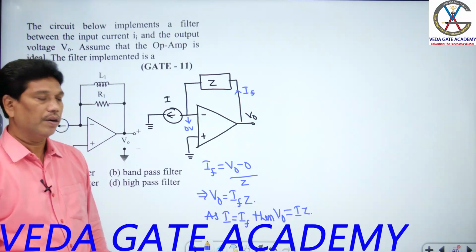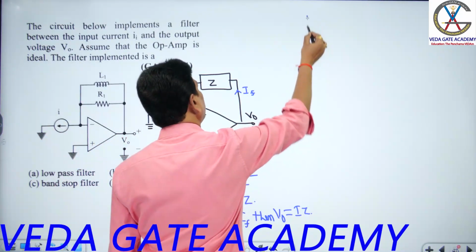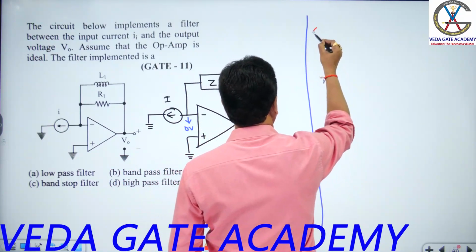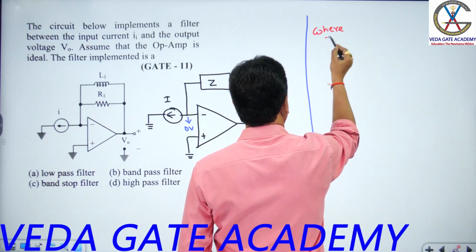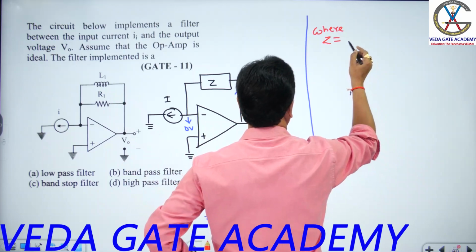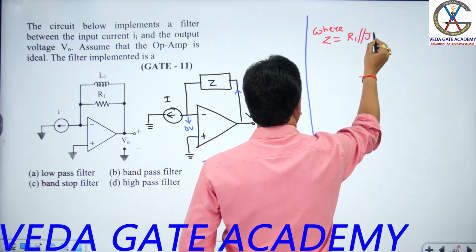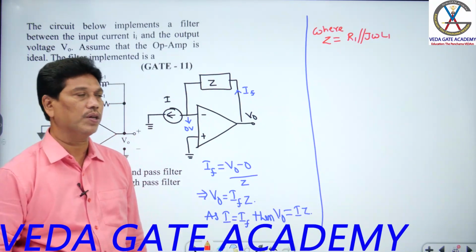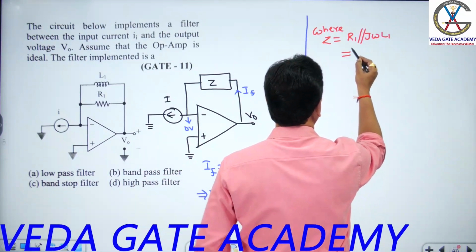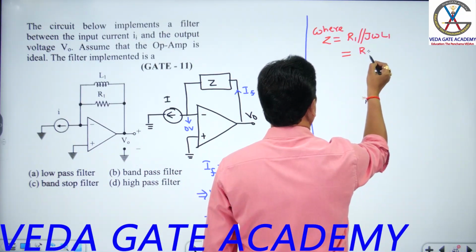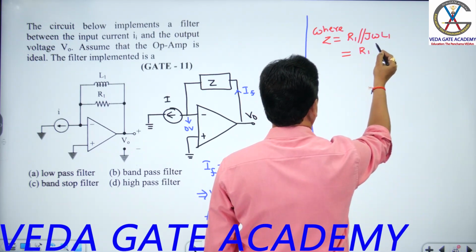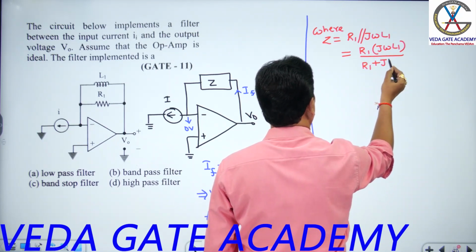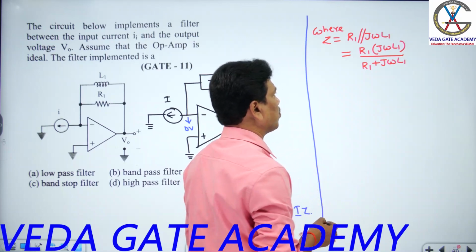V0 equals IZ. Now I need to calculate Z. Where Z is the parallel combination of R and L, sir. That is nothing but R1 parallel j omega L1. Got it now, students? If I write this as their product by their sum, R1 into j omega L1 divided by R1 plus j omega L1. Got it, students?